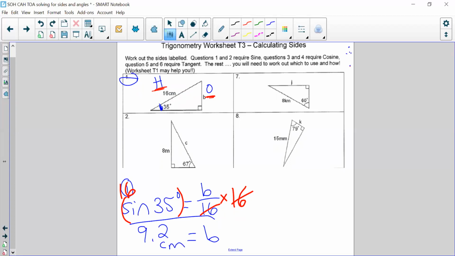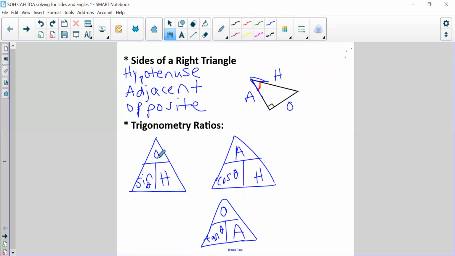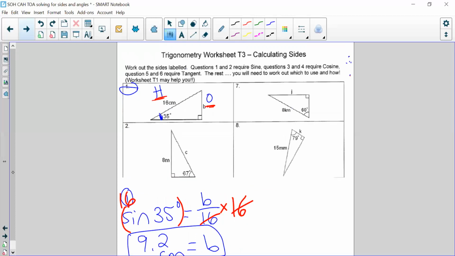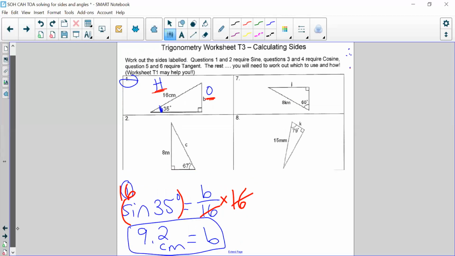Now I did basic algebra here to solve and multiply by the 16. If you use the formula triangle, when you cover up the O, you'll realize you're multiplying sine of 35 times the hypotenuse, which is 16. So either use your formula triangle or basic algebra, both get you to the same end answer.